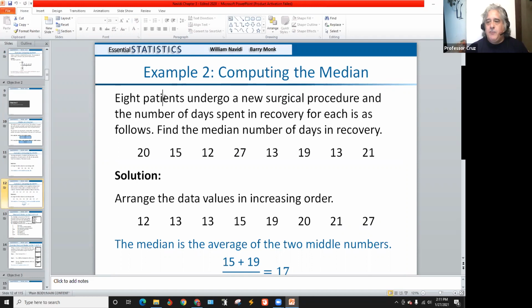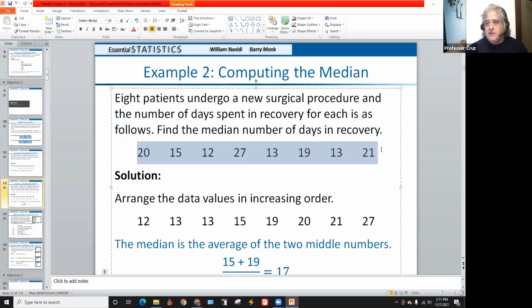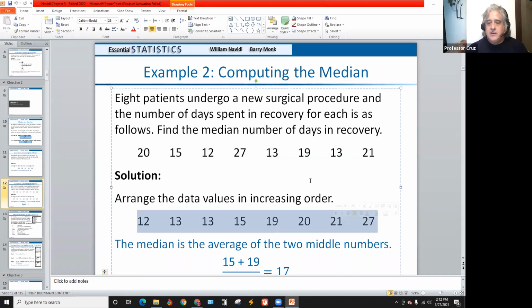All right, so 8 patients undergo a new surgical procedure, and the number of days spent in recovery for each is as follows. So we got 8 pieces of data, but we're still going to sort them. So the lowest was 12, then 13, another 13, a 15, a 19, 20, 21, and 27. So this is them sorted.